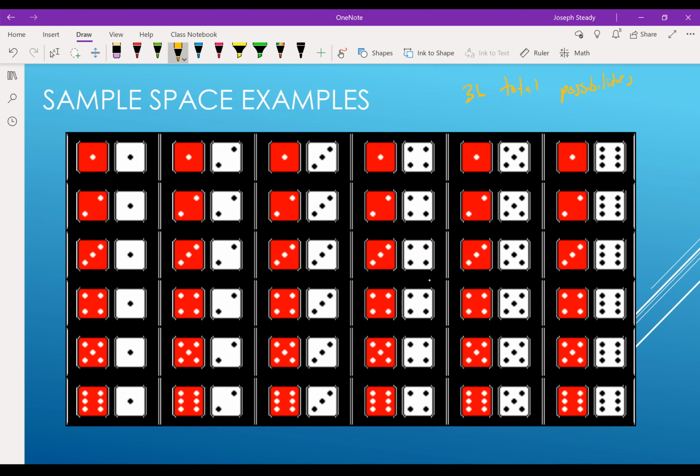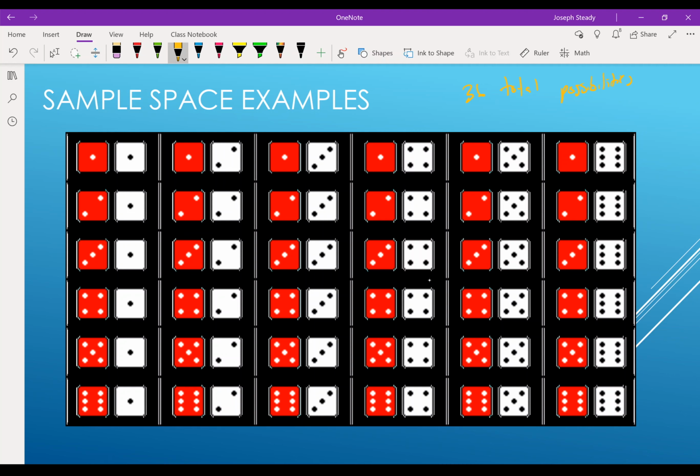Hopefully I spelled that right. So that is one way you can sometimes predict how many outcomes there are in a sample space. For example, there were 4 for flipping two coins, because that was 2 options times 2 options. For rolling 2 dice, there are 36 because it's 6 times 6.